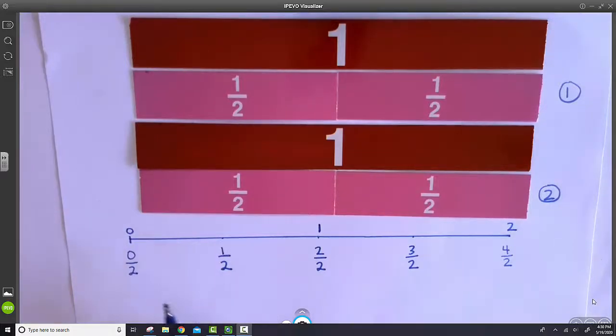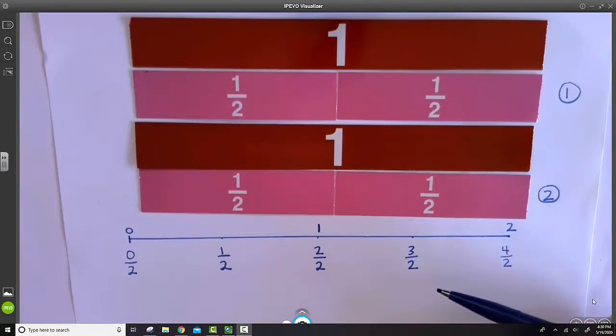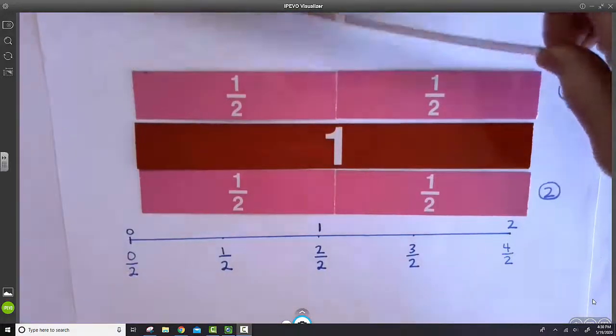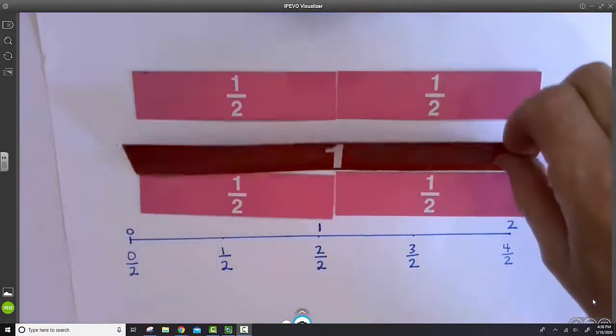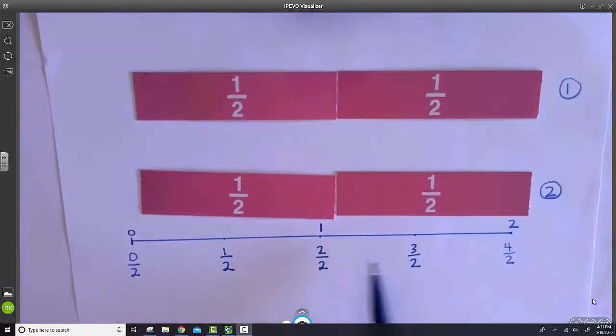So we can see that sometimes there are numerators that are greater than the denominator. And when we have a fraction with a numerator that's greater than the denominator, we call that an improper fraction. But the main point for today is that when we have fractions that exceed or are greater than our denominators, we have improper fractions, but they can still be represented in fractional form.